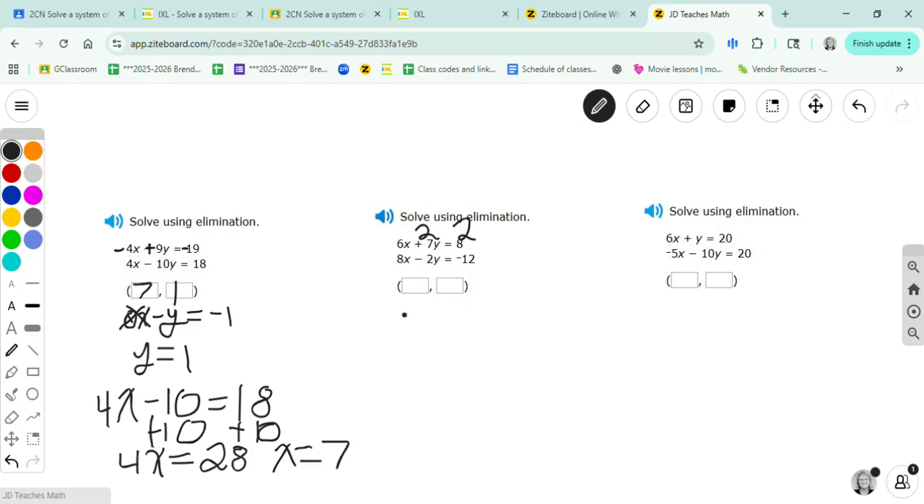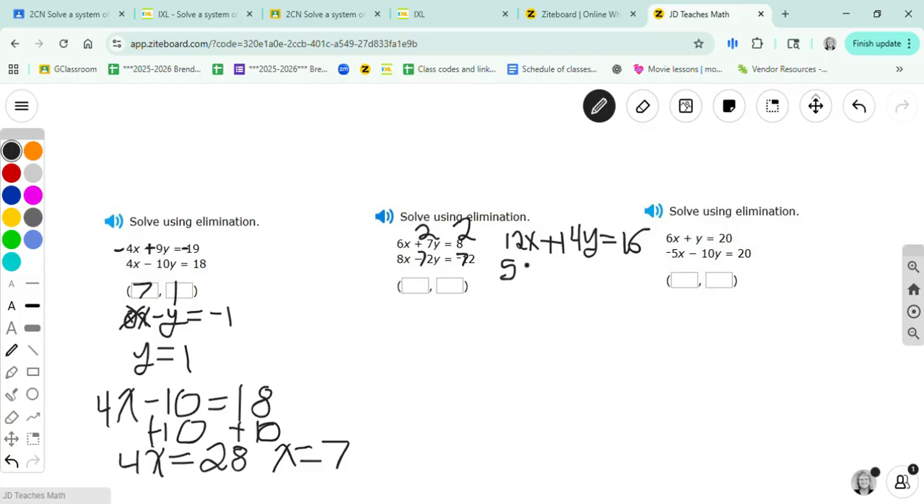So if I times both sides of that by 2, I get 12x plus 14y equals 16. And let's do the same thing for the bottom one here, but instead we're going to multiply this one by 7, so we can get both of our y's equal to a version of 14. So 8 times 7 is going to give me 56.